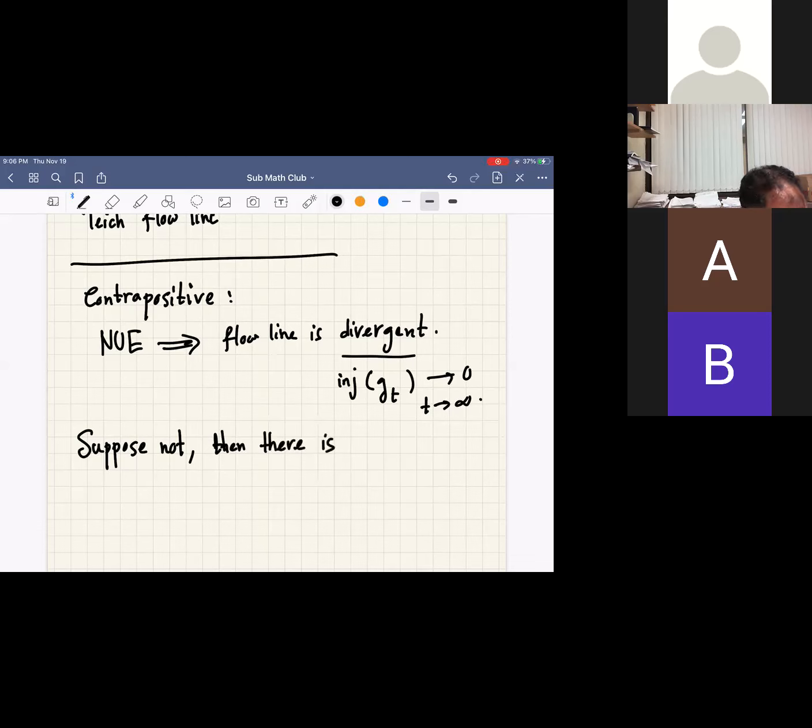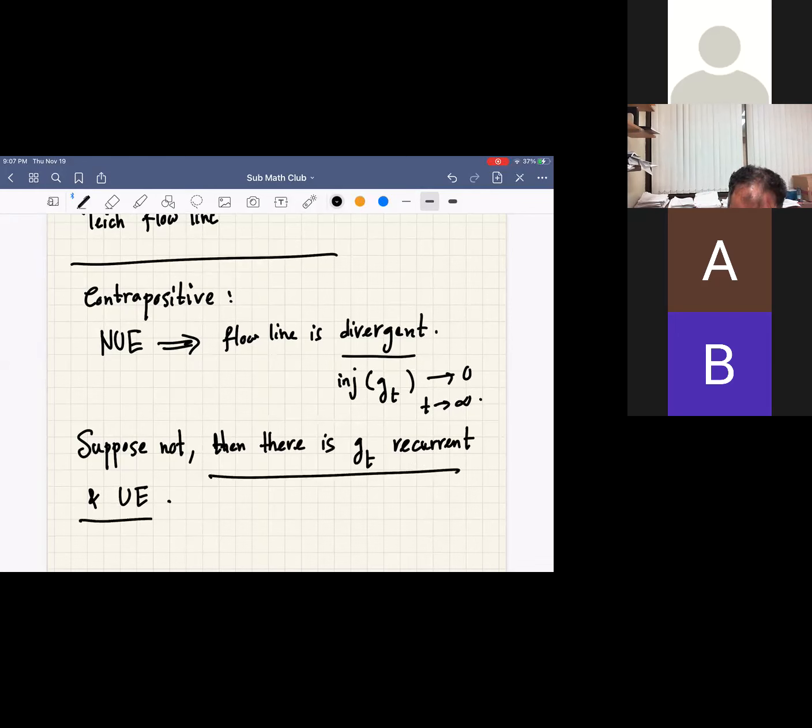Then there is GT, which is recurrent. So not non-being divergent, which is recurrent. So recurrent also means recurrent to a part where the injectivity radius is bounded below, and it is uniquely ergodic. The interval exchange map, which we see as the first return map on the surface, is uniquely ergodic.